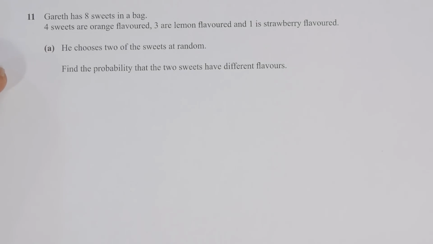For the last part, question 11, this one is a probability question. Find the probability that 2 sweets have different flavors. So 1 minus orange, minus lemon, minus strawberry. Strawberry is not valid because there is only one of it. So after subtracting, you will get 19/28 as the answer.